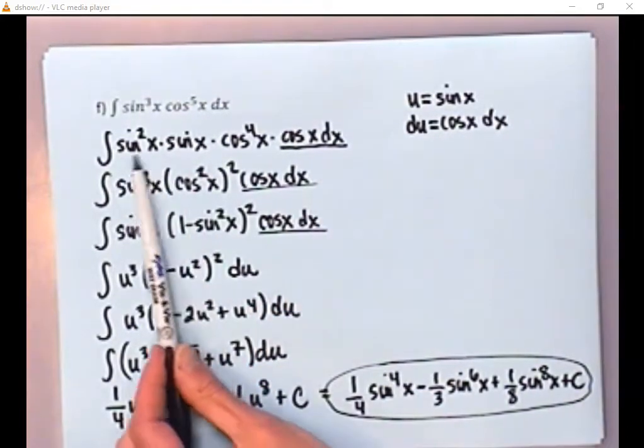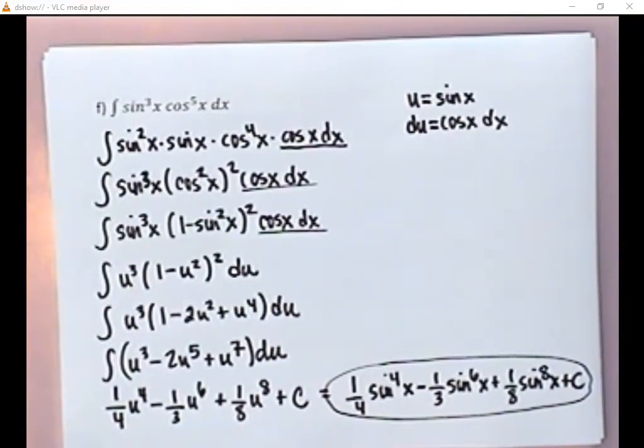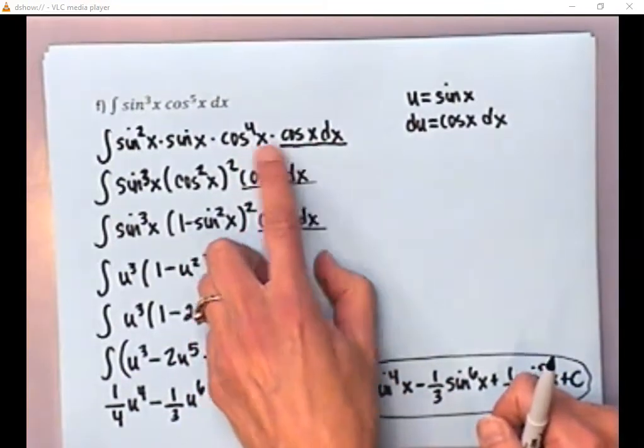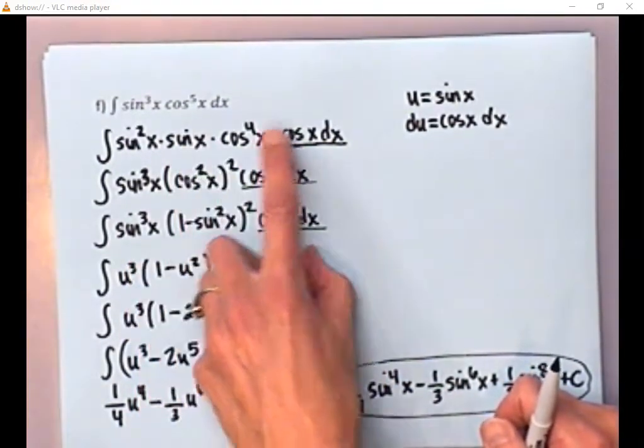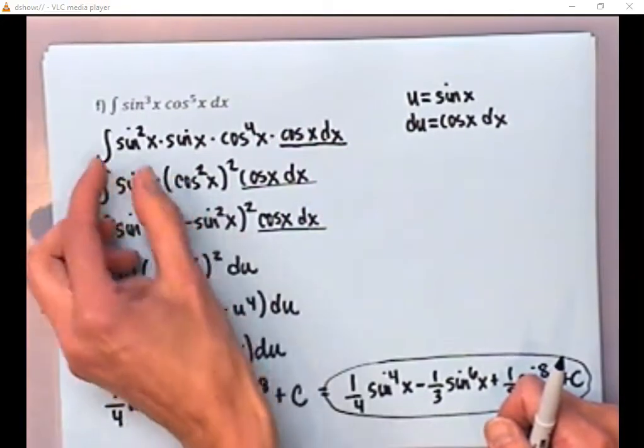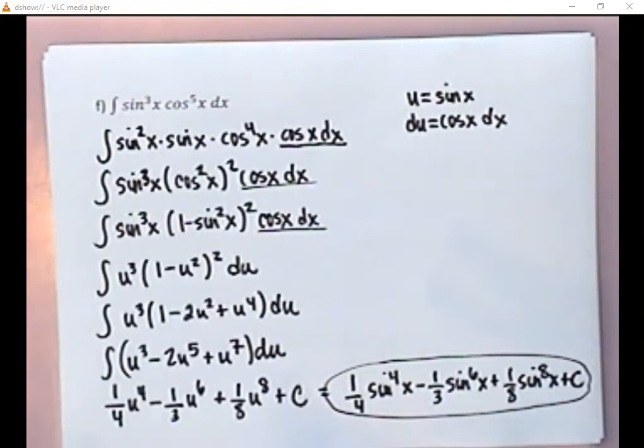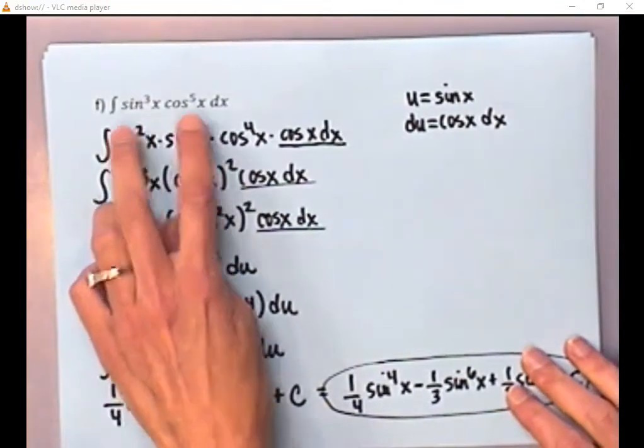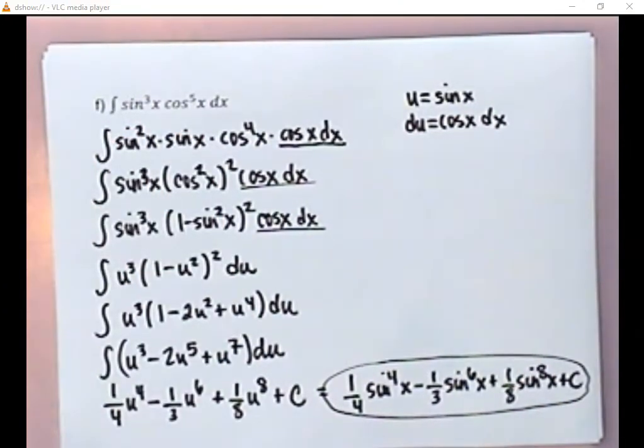Now, could I have at the beginning here chosen to let u be cosine instead? Do you think it would have worked out? Probably, right? If u was cosine, then I could use du as negative sine of x dx, and I would just have to have changed the sine squared into 1 minus cosine squared. So in this one, it turns out there's two ways you could have solved it. When there's an odd power, you can actually separate either one of them out and decide one is u and one is your du.